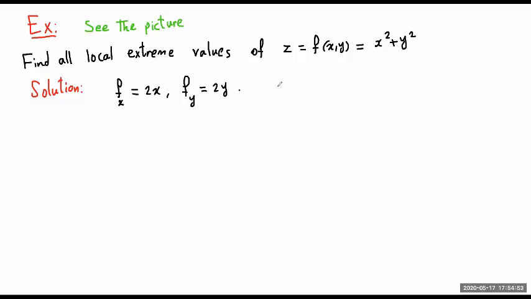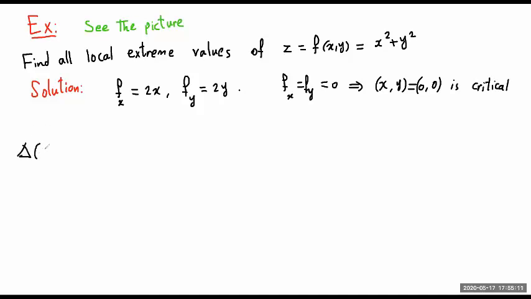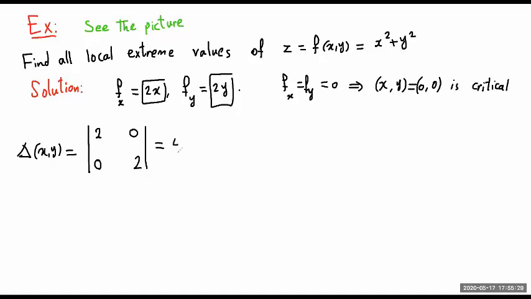To find the critical points, let's put fx equal fy equal 0. So you will have (x, y) equal (0, 0). This is the critical point. Now let's calculate delta at (x, y). This is the determinant of the second derivative of f with respect to x, derivative of 2x here is 2. Derivative of 2y also 2. fxy is 0, fyx is 0. So the final answer is 4.